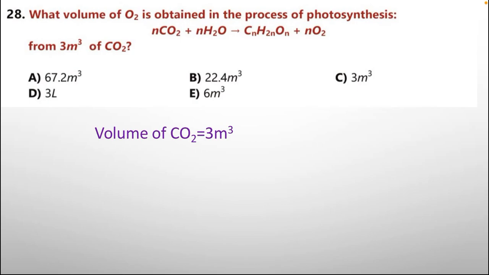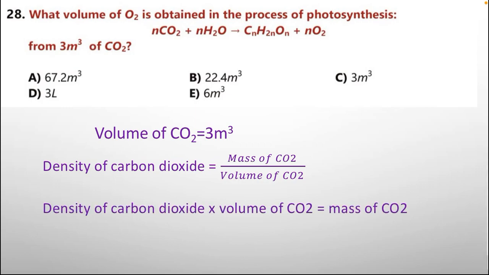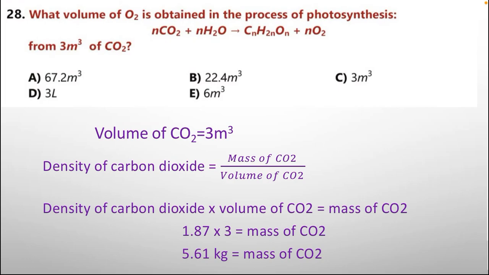Volume of carbon dioxide equals 3 meter cube. Density of carbon dioxide formula is mass of carbon dioxide over volume of carbon dioxide. We can exchange their places because we need to find the mass of carbon dioxide. So volume of carbon dioxide moves to the other side. Here it is dividing, but on the other side it is multiplying. By putting the values, we get mass of carbon dioxide 5.61 kg.